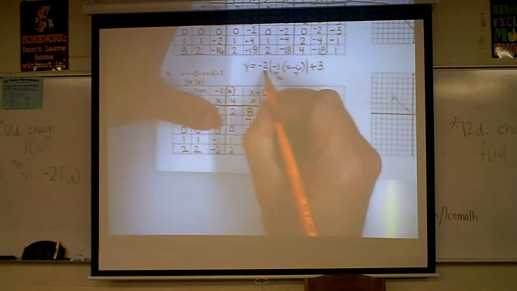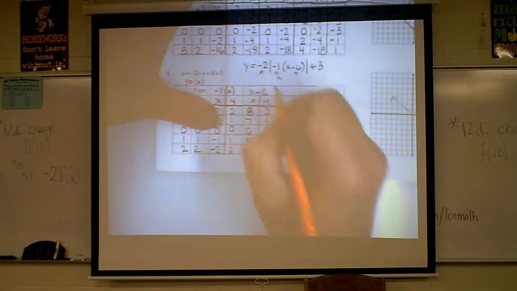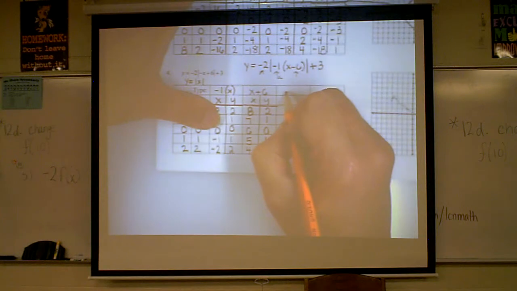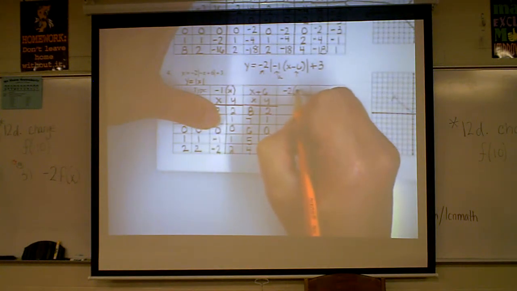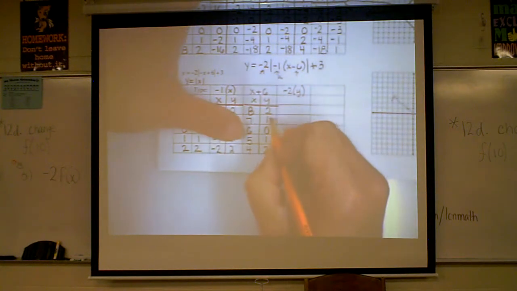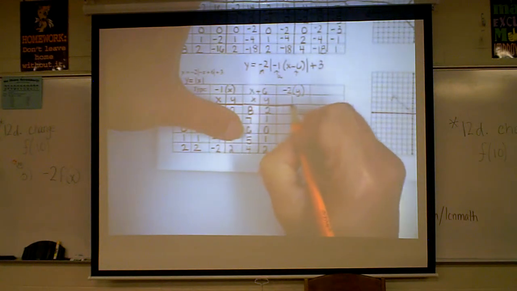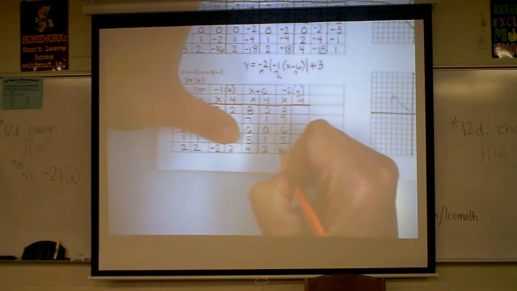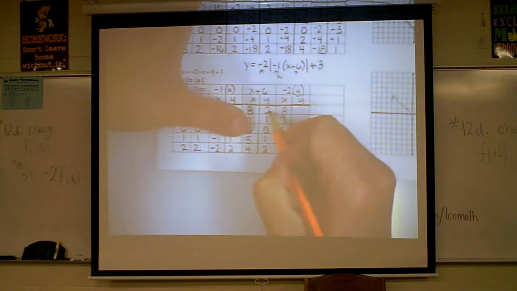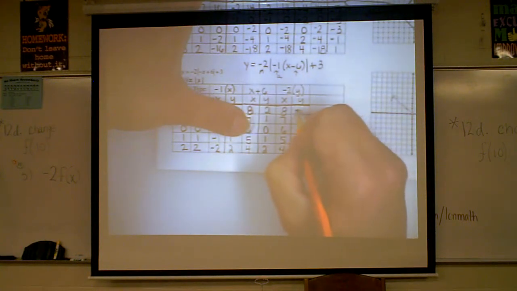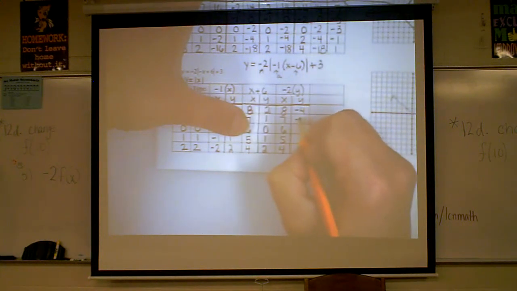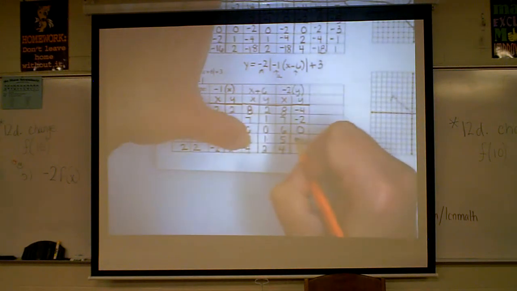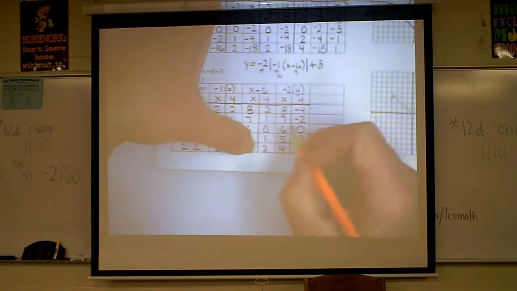Next, this is a reflection over the x-axis. This number gets multiplied by the y values. So you're going to take all your y values and multiply them by negative 2. So if you multiply all these y values by negative 2, keeping your x's the same, negative 2 times positive 2 is negative 4. Negative 2 times 1 is negative 2. Negative 2 times 0 is 0. Negative 2 times 1 is negative 2. Negative 2 times 2 is negative 4.